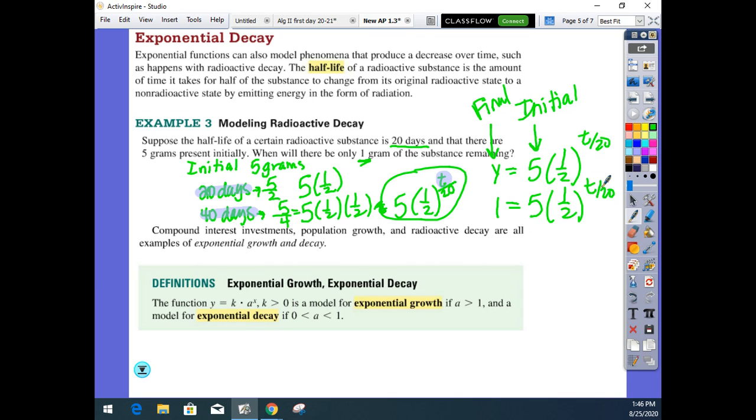Okay, so this one's a little bit tougher with your graphing calculator. You can do this a couple of ways, but one thing I'm going to teach you: if you've got stuff on each side, if this is not Y, if this is a number, go to your graphing calculator and clear out all your Y equals. Make your first Y1 equal the left side, so I'm going to make it equal 1. Make your Y2, the next line down, equal the right side: 5 times, use parentheses, 1/2 raised to the t over 20.